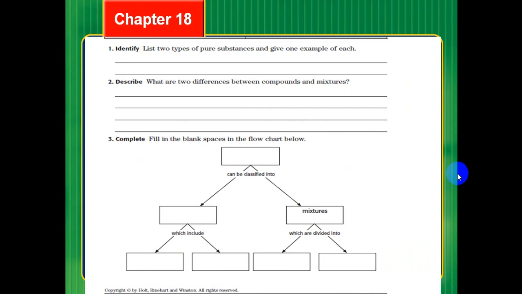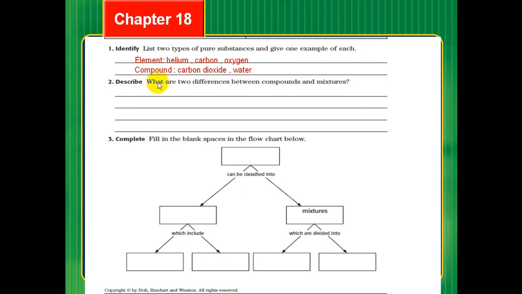So let's solve these questions together, page 336, and let's start with the first question. In the first question, list two types of pure substances and give an example of each. As we said, if you remember, they are elements and compounds. So we have to give an example for each. Elements would be like helium, carbon, oxygen, nitrogen. You have many examples for elements. Compounds would be like carbon dioxide and water. They are examples for compounds.